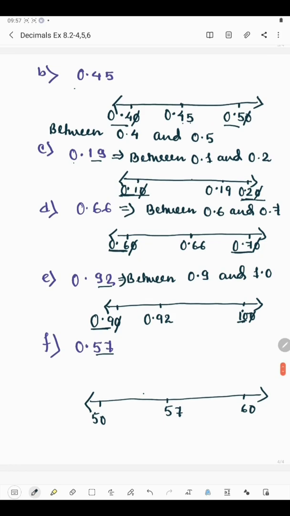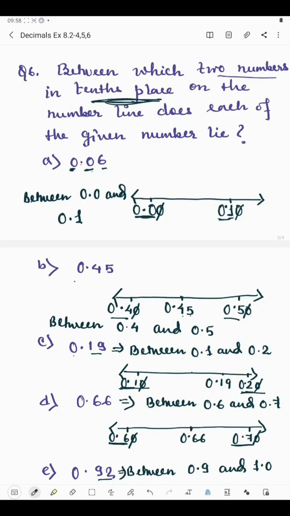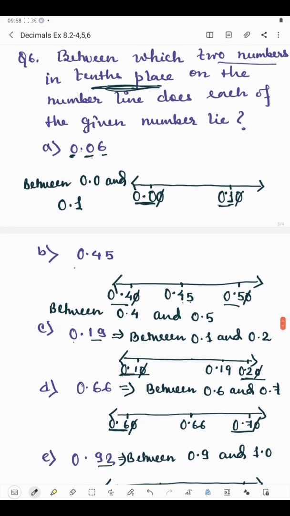Now we are putting the decimal. The decimal is after 2 digits, so here we'll put the decimal after 2 digits, here also after 2 digits, and here also after 2 digits. Now since we only need to make 10th places, this 0 and this 0 are not required, so 0.57 will lie between 0.5 and 0.6. Okay, so we'll write between 0.5 and 0.6. Okay, so this was all about question number 6.